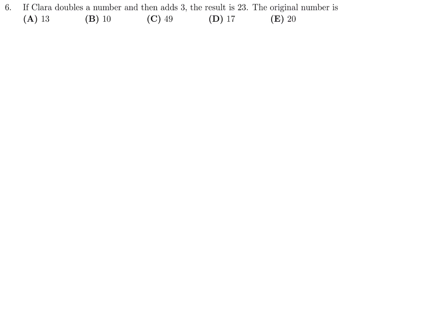If Clara doubles a number and then adds 3, the result is 23. The original number is, so let our number be x. She doubles it and then adds 3. The result is 23. So we have to solve this equation. Bring 3 over to the other side and you get 20. Divide both sides by 2 and you get x is equal to 10. So number 6, the answer is B.